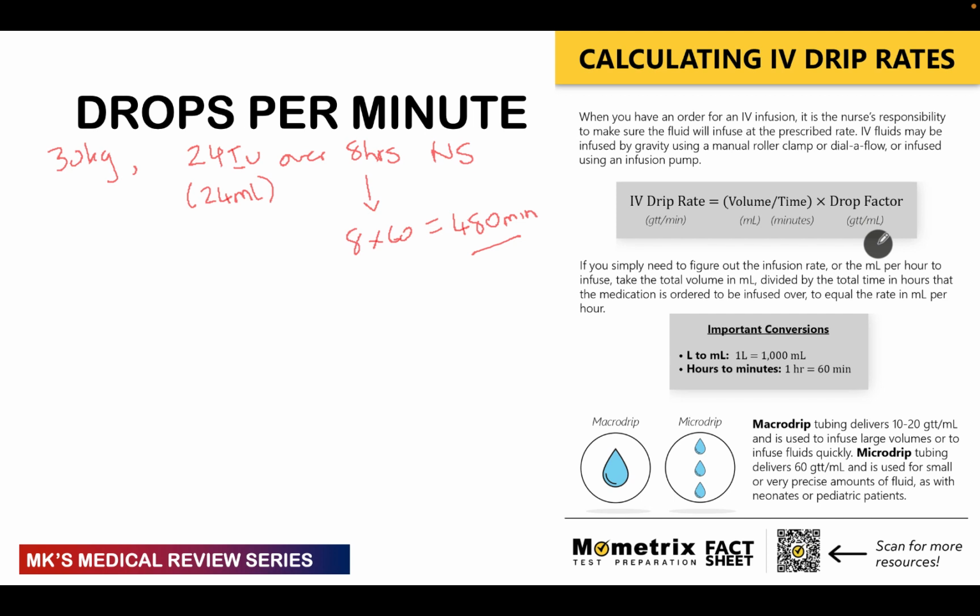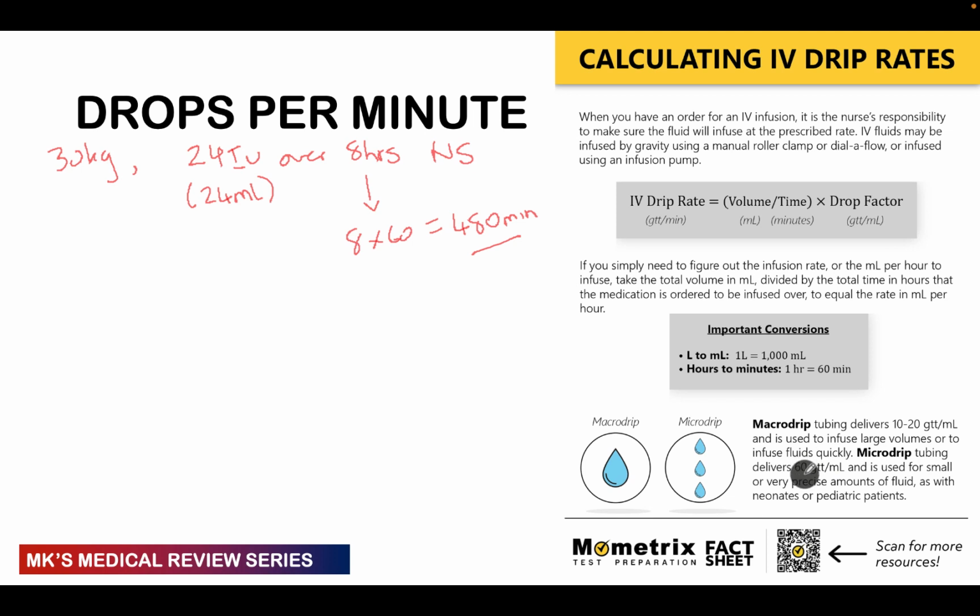The drop factor is simply how many drops per mil your giving set can give. If you read them closely, some are known as macro drip giving sets, which deliver about 10 to 20 drops per mil. The ones you may find in pediatrics are the micro drips, which give precise drops per minute. They can give you 60 drops to make 1 mil. These are the ones we often find in pediatrics.